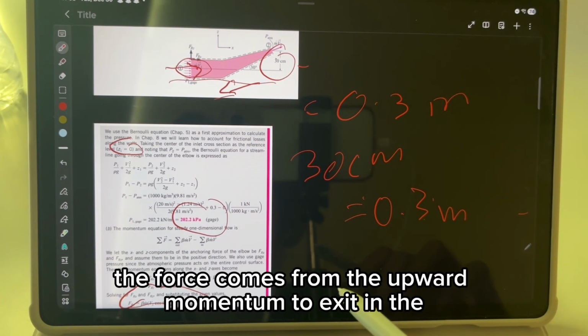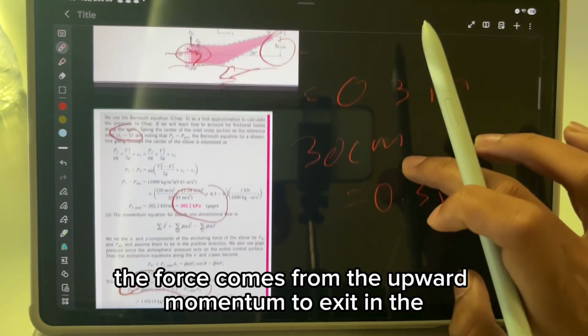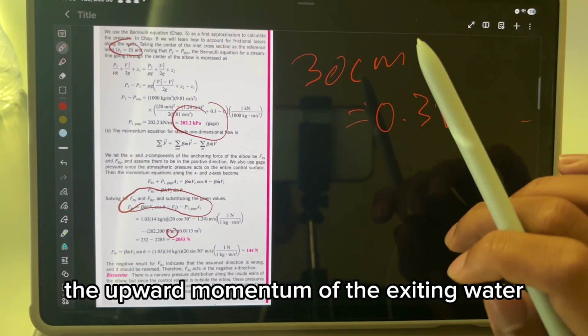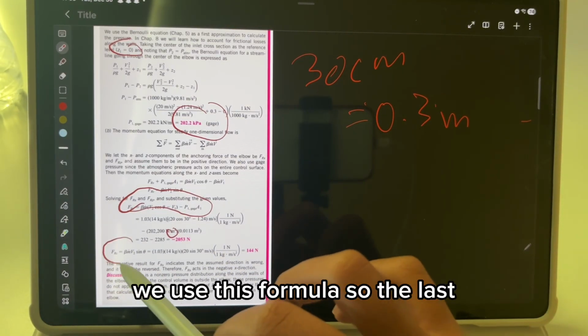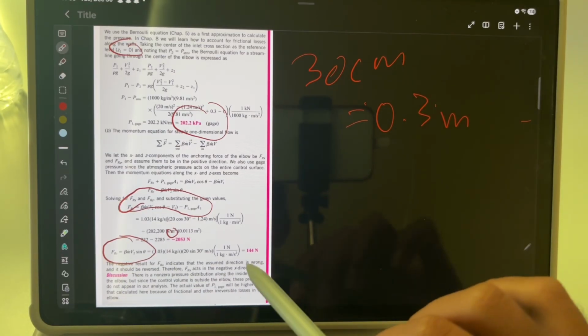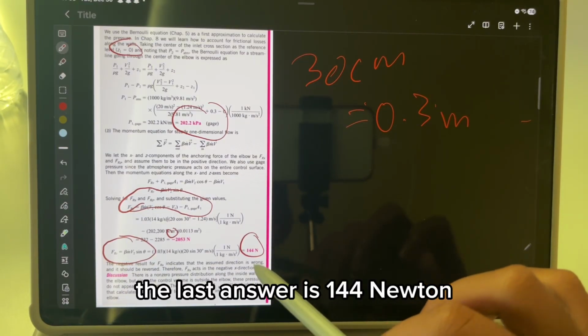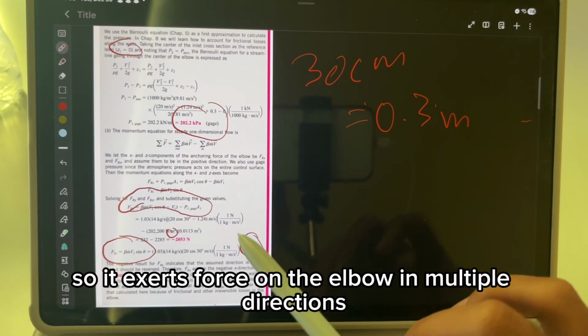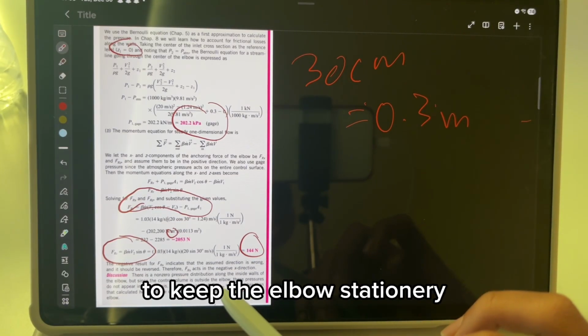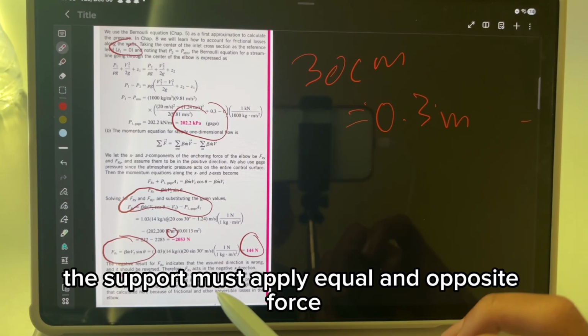In the z direction, the force comes from the upward momentum of the exiting water. So for F_Rz, we use this formula, and the answer is 144 Newtons. The water changes both its speed and direction, so it exerts force on the elbow in multiple directions. To keep the elbow stationary, the support must apply an equal and opposite force.